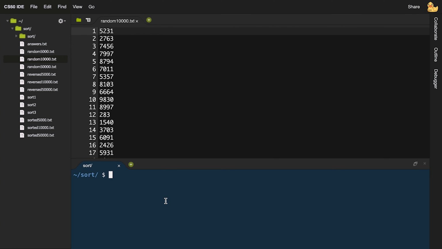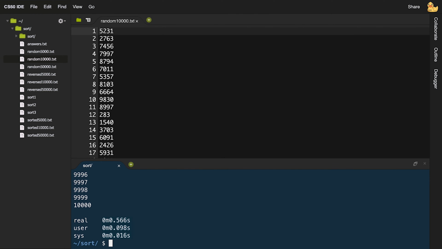Let's try it out. Let's time sort1 on random10,000.txt and see how long it takes to run sort1 on these 10,000 numbers. Here we see that it took 0.505 seconds for sort1, so about half a second. Let's try it again for sort2 and see how long it takes sort2 to do the same thing with the same file. And OK, it took, in real terms, 0.038 seconds, significantly faster than the nearly half a second it took for sort1. But just for good measure, let's try sort3 as well and compare sort3 against the other two sorting algorithms in terms of how long it takes.